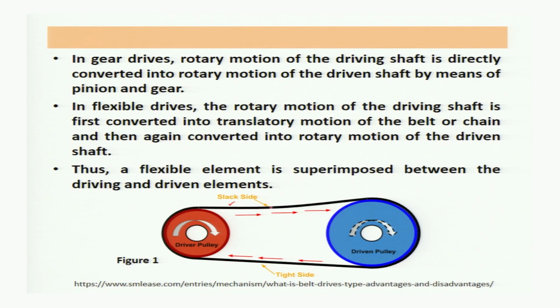Then you will get the translatory motion here, and again this translatory motion will be given to the driven pulley, and the pulley will start rotating. So translatory motion will be converted into rotary motion, and rotary motion of the driven pulley will be given to the driven shaft, and thus power will transmit from driving shaft to the driven shaft with the help of the pulley and the belt, pulley or the rope, or sprocket and the chain.